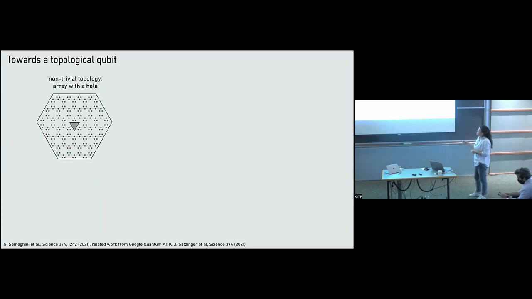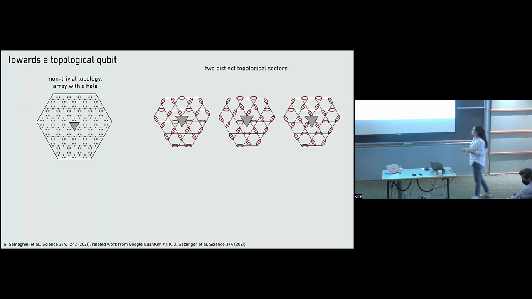And what you want to do if you want to create a topological qubit is to have an array with non-trivial topology, which means that you need at least one hole. So that's exactly what we did. We removed a few atoms here from the center so that we have an inner boundary and an outer boundary of the array. And so when we do this, we create two distinct topological sectors for the dimer coverings of this array.